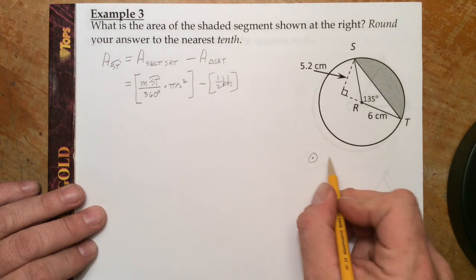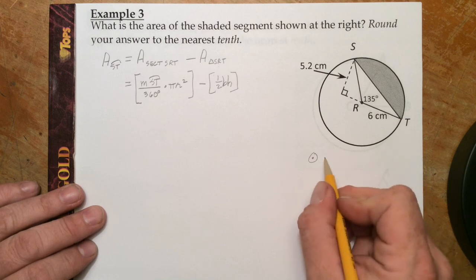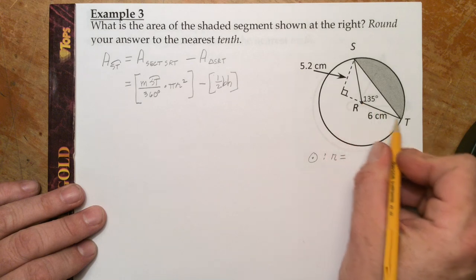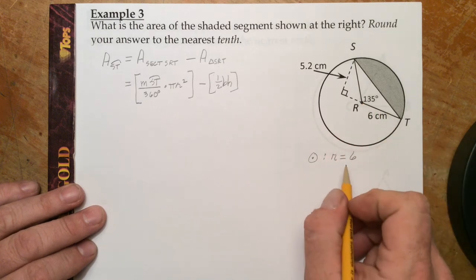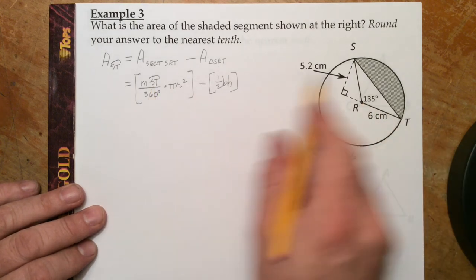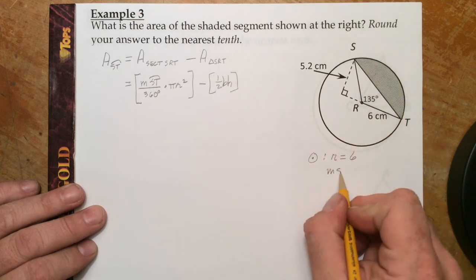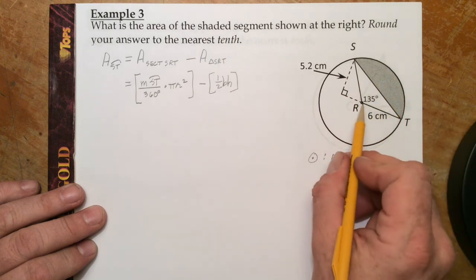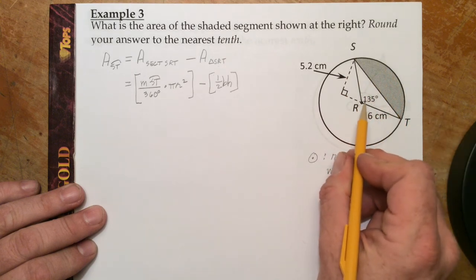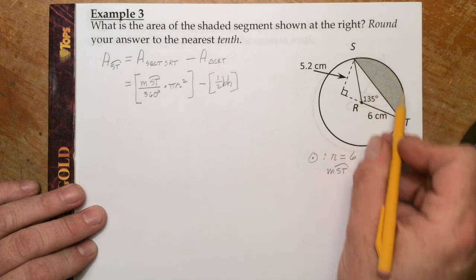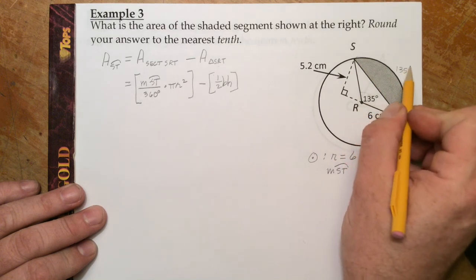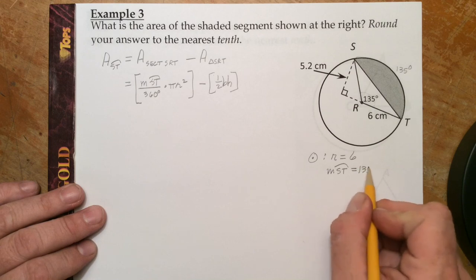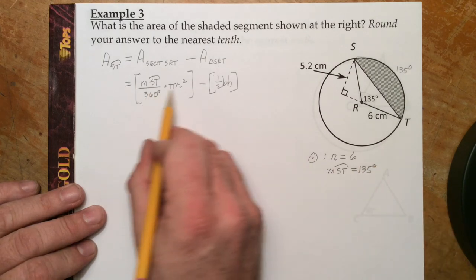So let's define our variables now. For the circle, in all its parts, we have the radius, which is 6. Then we also need the measure of arc ST. There's no degree right here, but the central angle that corresponds to it is 135 degrees. Therefore, the measure of the arc is 135 degrees. Okay, we have everything we need here.